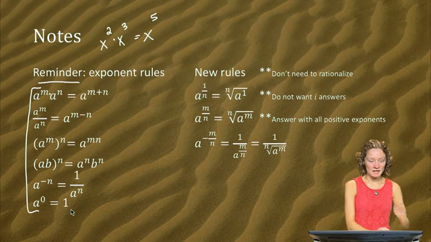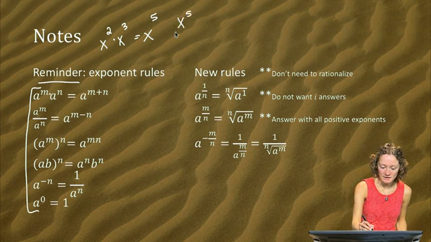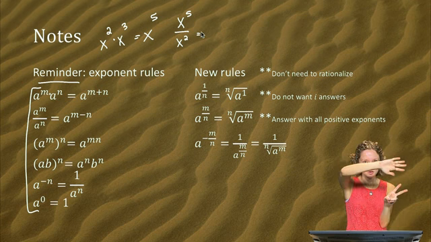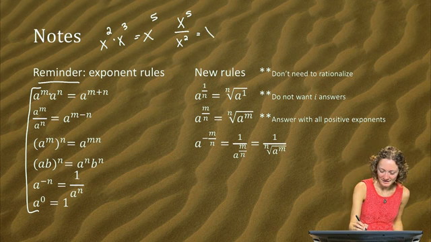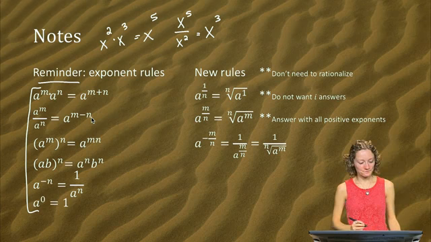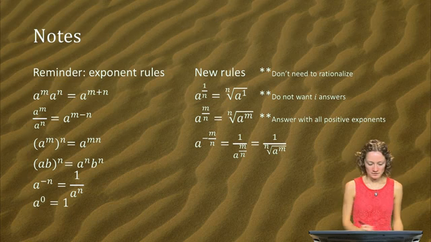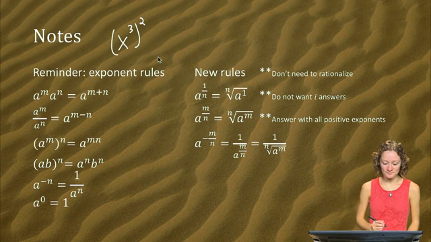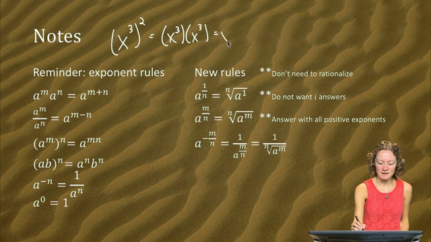The second rule being a to the m over a to the n, you subtract the exponents. If you had x to the fifth over x squared, this is the same as having 5 x's on top, 2 on the bottom, 2 cancel, and you have 3 left, leaving you x to the third, so subtraction. If you have a base raised to an exponent raised to another exponent, if you have x to the third quantity squared, that would mean x to the third times x to the third, which would give you x to the sixth. So ultimately, those two were multiplied.